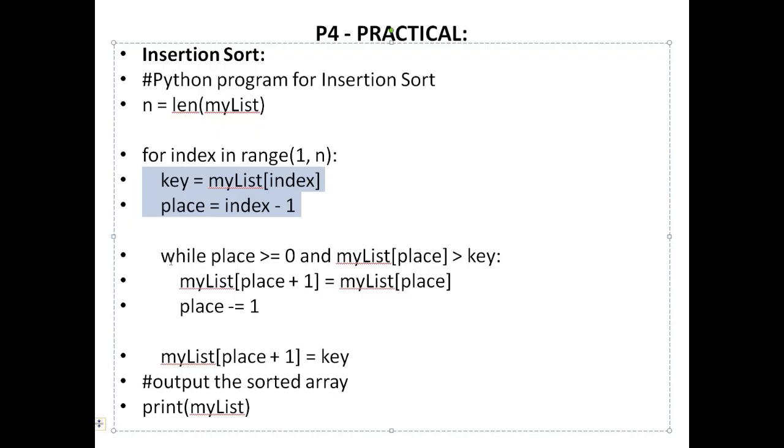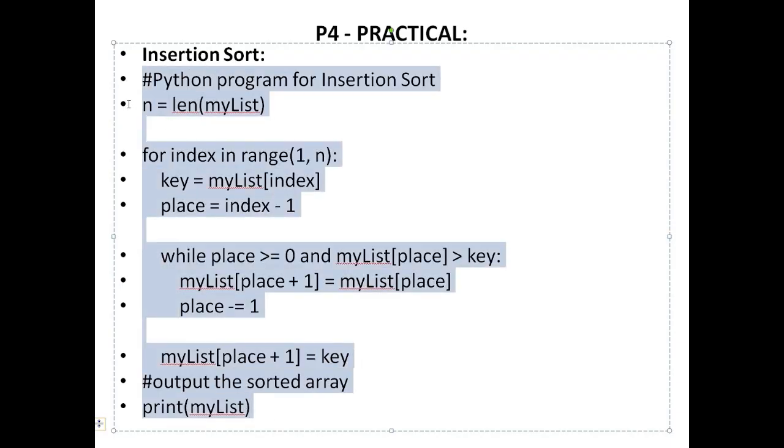Then we'll run a while loop: while place is greater than or equal to 0 and my list place is greater than key, then my list place plus 1 will become my list place, like you are going to swap these two elements. Place will become place - 1 and my list place plus 1 will become key, and then you can output the sorted array. Let's try it out.